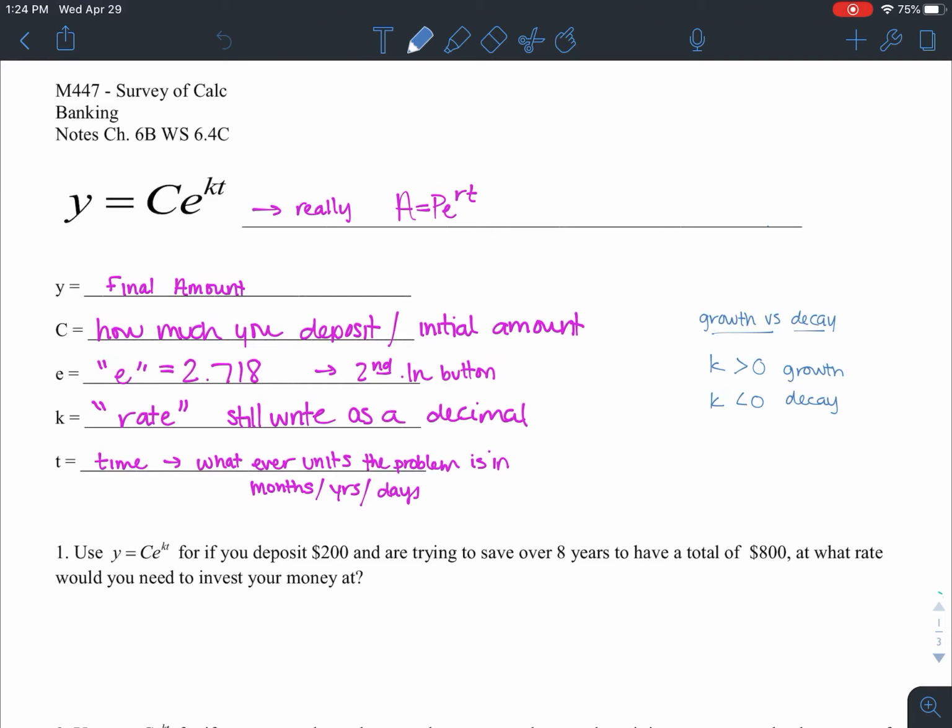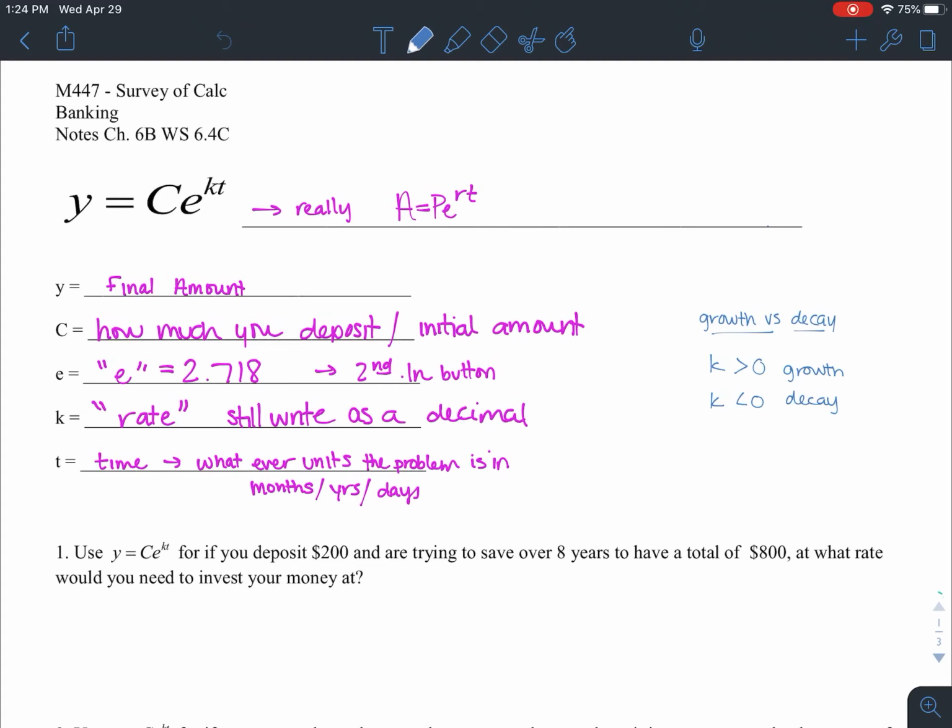Okay, you need to start copying down what I have here while I jibber jabber. This is a PERT. Notes on banking. So y equals Ce^(kt). It's honestly just a PERT. They just want to change up the variables because a PERT really is affiliated with doing it annually. This is banking where we're depositing, and now we can talk about different rates at different times, whether it's daily or monthly.